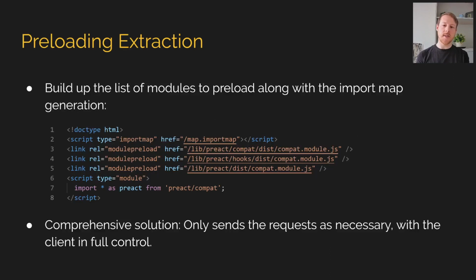You don't want to be re-requesting it. You don't want to be sending unnecessary bytes. So the way to do it is preload extraction. You build up the list of modules that are going to be loaded, and you preload them all together on the original page load, and then you kill the latency.